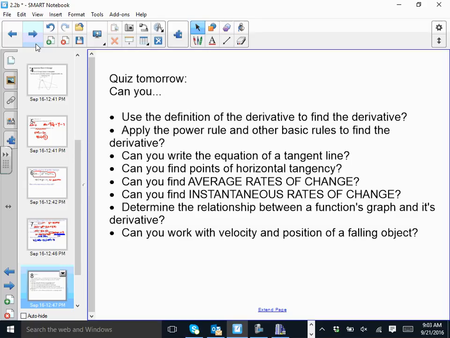I'm going to ask you to write the equation of a tangent line. I'm going to ask you to find points of horizontal tangency. That's something you'll practice in tonight's homework. I will ask you to find average versus instantaneous rate of change. That's something you'll practice tonight. I will ask some questions about the relationship between a derivative graph and a function graph, kind of like we did in that first section. And then there will be one question which involves the falling objects. I will give you the equation for the falling object on your quiz, so you won't have to worry about remembering that. But it is important that you understand that the velocity is the derivative.